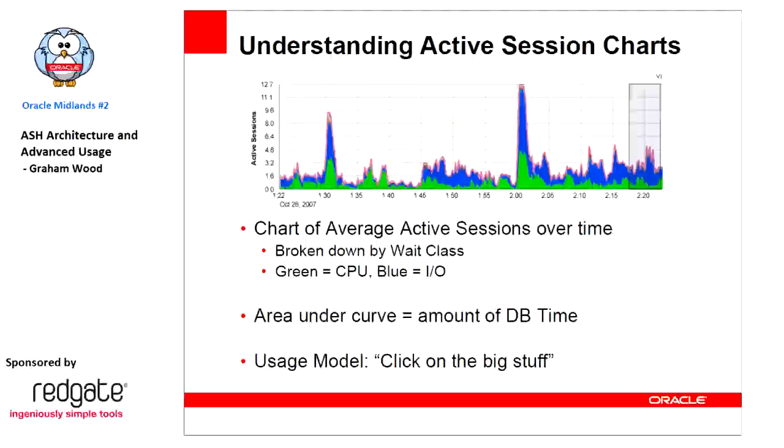And basically, the way that you use these things is where there's big areas, that's where the database time is going. And the informal usage model that we came up with for these, if you're using EM to do it, is click on the big stuff. That's where there's big blocks of color. That's where most of the database time is. That's where all the ASH samples are. The area under the curve is database time. The height of the curve at any point is average active sessions, which is how many sessions we sampled in that 1 second.